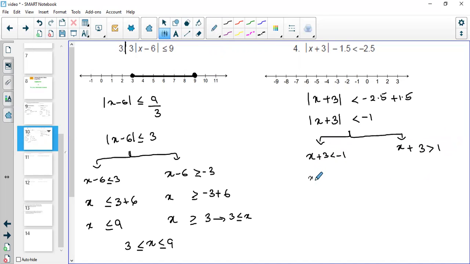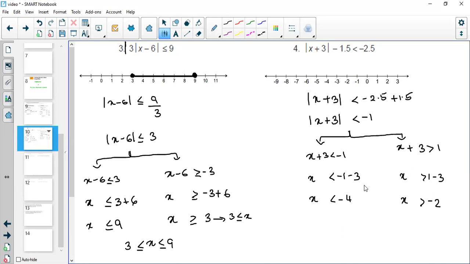So this is going to be x is less than negative 1, negative 3, which means x is less than negative 4. And this is going to be x is greater than 1 minus 3, so x is going to be greater than negative 2. Let's see if we could put this in an inequality.